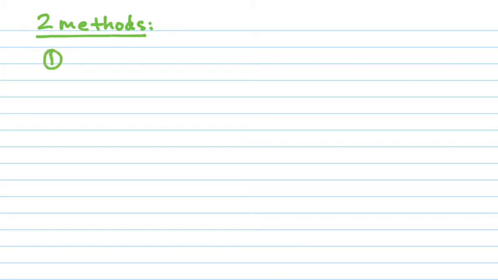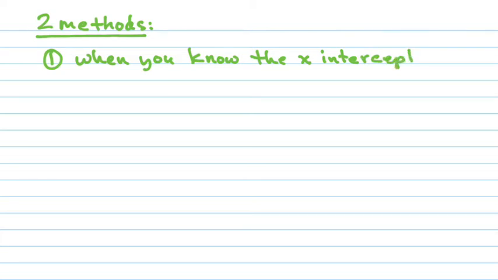The first one is when you know the x-intercepts. Now, x-intercepts, plural. What if there's only one x-intercept? Then that point is also the vertex. There you go. It's also the vertex. And if that's the case, you use the other one, right? Does that make sense?